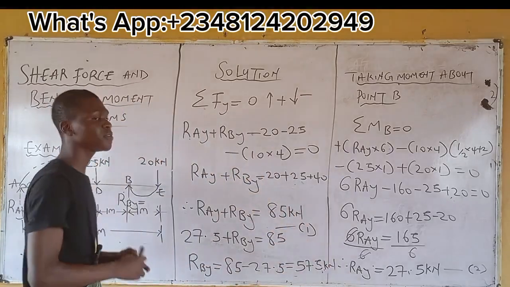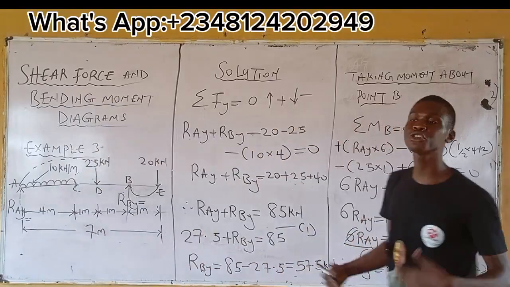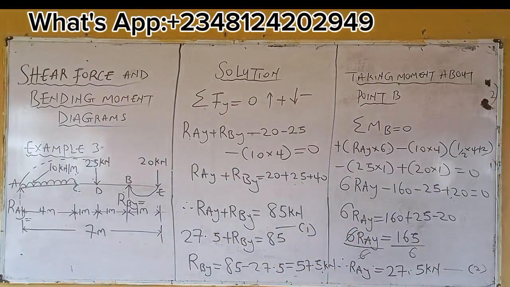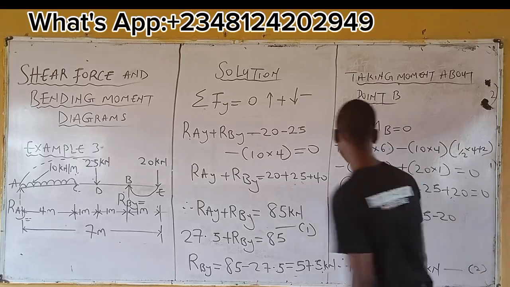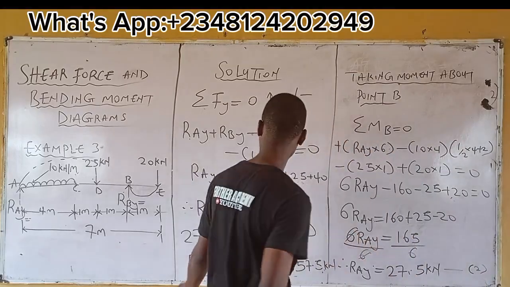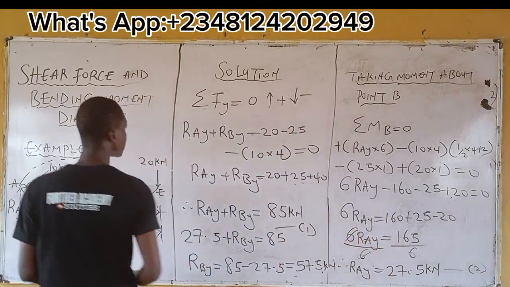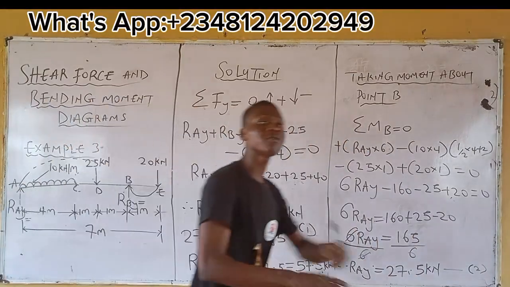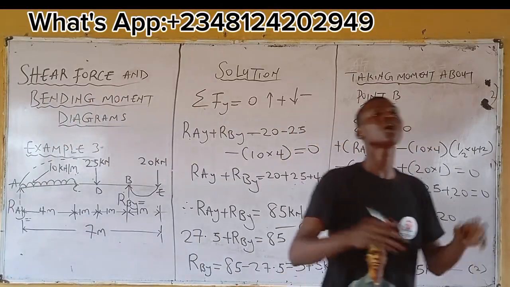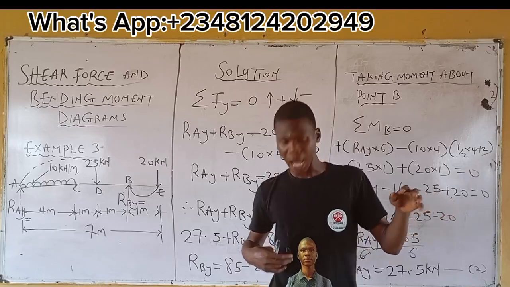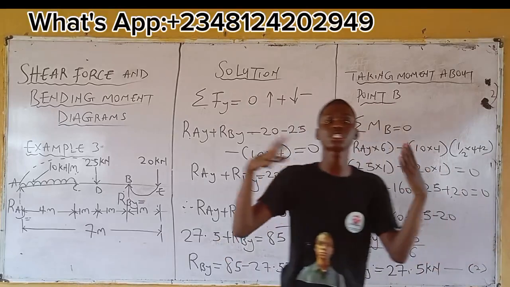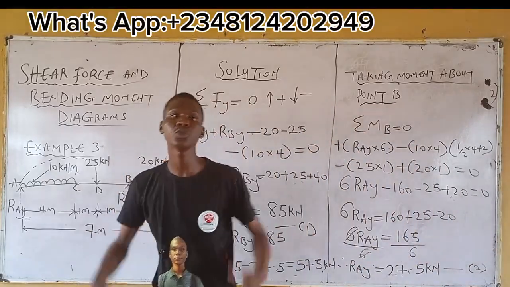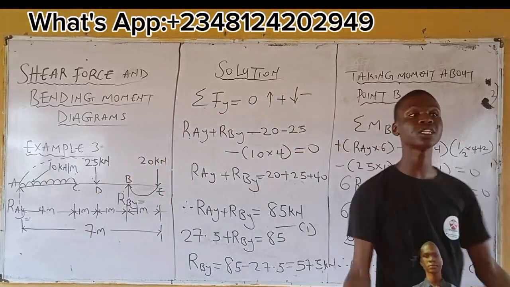Alright, now I've gotten the value of the support reaction. Usually the question will say, find the value of the support reaction. That's just question 1A. So far we've calculated the support reaction values, which are RAY and RBY. From here, you've answered question 1A. Question 1B says to draw your shear force and bending moment diagram. And we said that before you can draw shear force and bending moment diagrams, you need shear force values and bending moment values.